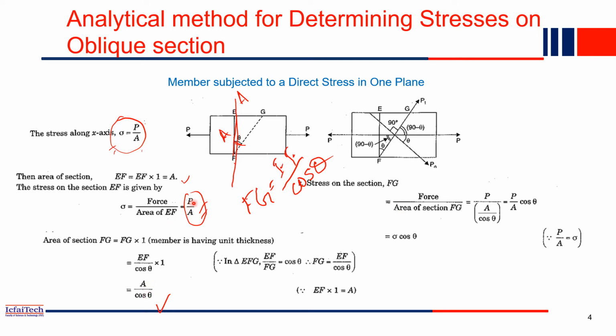So earlier it was P by A, where A was the area. Now here the area is equal to A by cos theta. So what is force? Force is P, area is A by cos theta. You have P cos theta by A. Now P by A is your sigma. So just replace P by A with sigma, so sigma cos theta. So the stress in this plane, the FG plane, will be sigma cos theta.